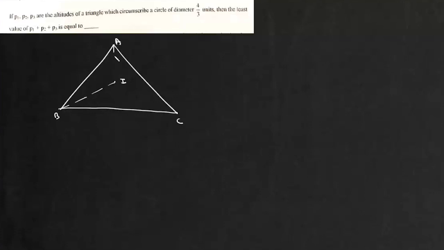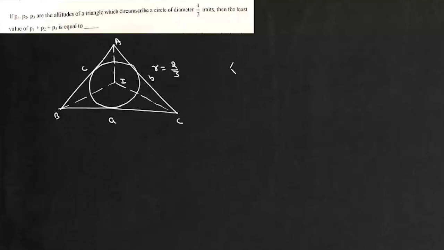Now here the question is, if P1, P2 and P3 are altitudes of a triangle which circumscribes a circle of diameter 4 by 3, then the least value of P1 plus P2 plus P3 is equal to what? Now we have this triangle, say ABC, and suppose I is its incenter. And we have this circle, which is its incircle, and the radius of the incircle is 2 by 3. Now suppose the sides of this triangle are a, b and c.